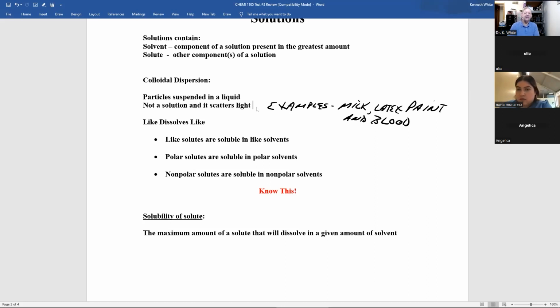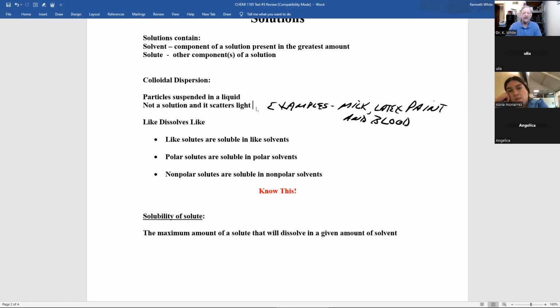Examples of colloidal dispersions: milk, latex paint, your blood, but don't try and put your flashlight through your blood. Please don't cut yourself. All right. And also mayonnaise, ketchup, mustard. They're all colloidal dispersions.